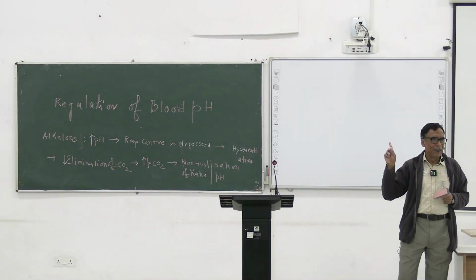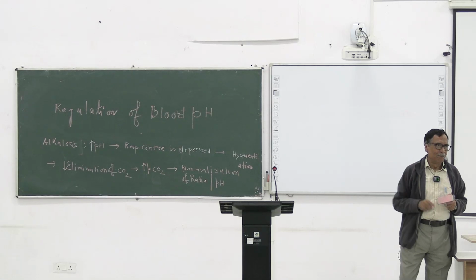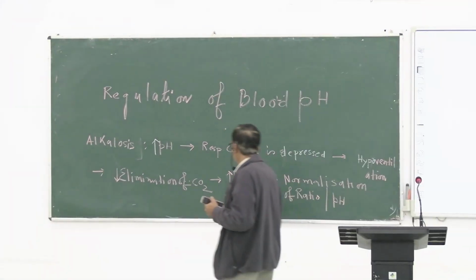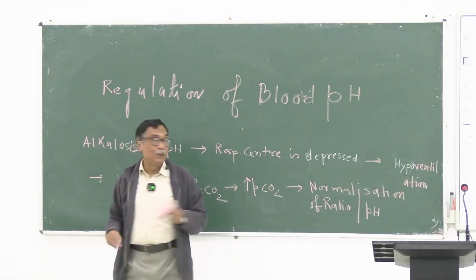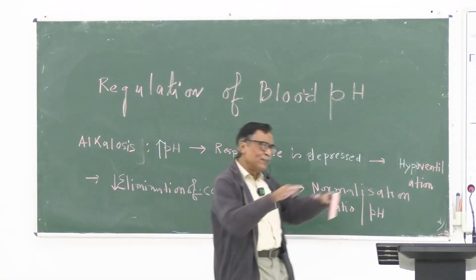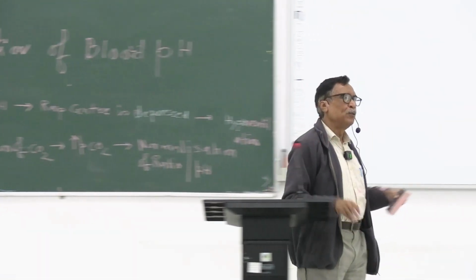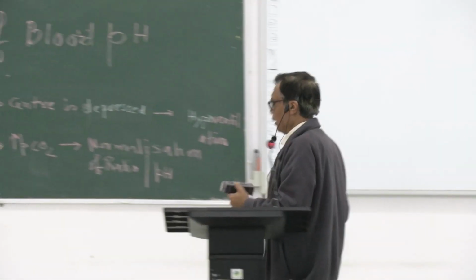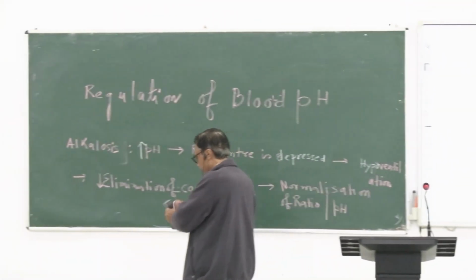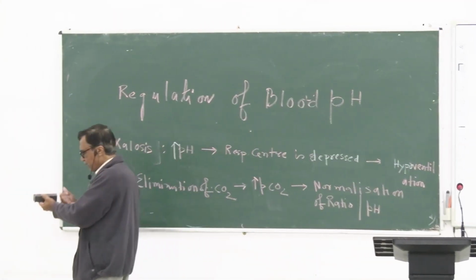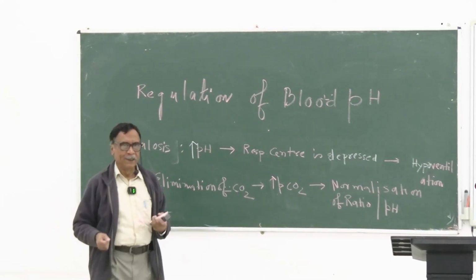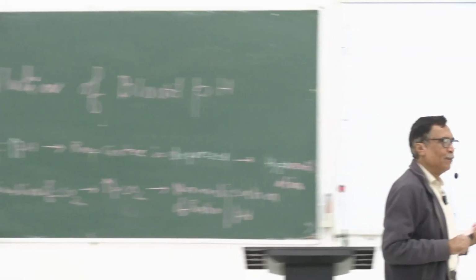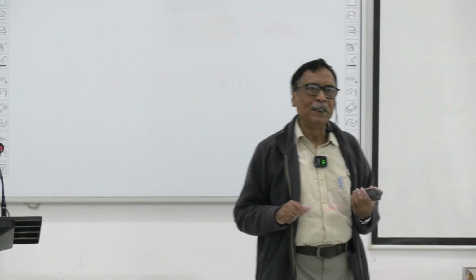Think of the equation of the bicarbonate buffer. If PCO2 increases, the ratio will be towards 20, that is towards pH 7.4. In this way, by acidosis and alkalosis, by stimulation and depression of the respiration, and by hyperventilation or hypoventilation, pH tends to become normal.